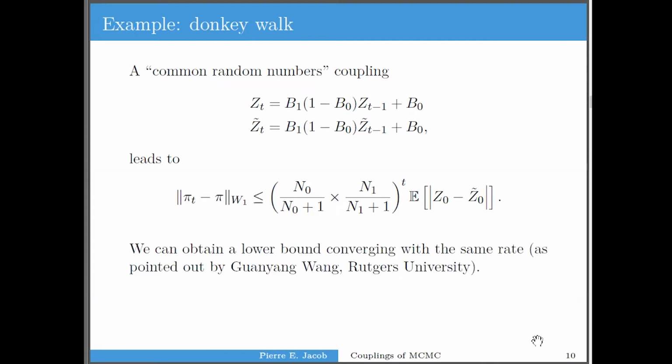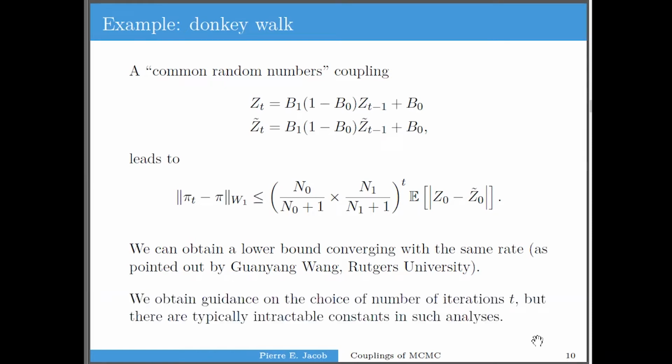And so it turns out also here, and that was pointed out by Guanyang Wang, who is an assistant professor at Rutgers University, that you can prove that this is the sharp rate of convergence. That's not always the case, but this in fact is the sharp rate. And really obtained in a few lines. And so in this particular case, you could actually select t, if you have the knowledge of n0 and n1, exactly so that your Wasserstein distance is less than epsilon. You really can compute things precisely. Again, maybe bounding the initial distance by 1, which doesn't look very crude here.